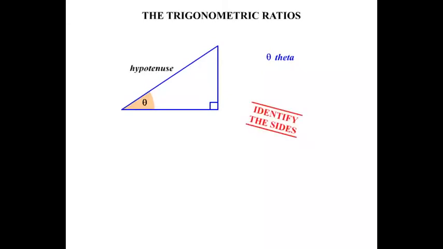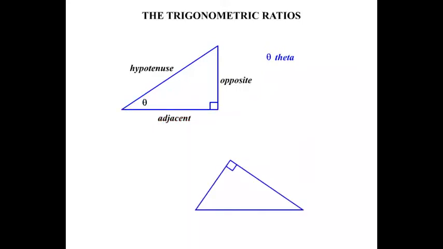Let's identify the sides. The hypotenuse, of course, is the longest side in a right-angled triangle. Then from that angle theta, directly opposite that we name as the opposite side. And the side next to the angle we name as the adjacent side. So let's go over it. Hypotenuse is the longest side in a right-angled triangle. And then in relation to the angle we're talking about, there we have the opposite side, and there we have the adjacent side.